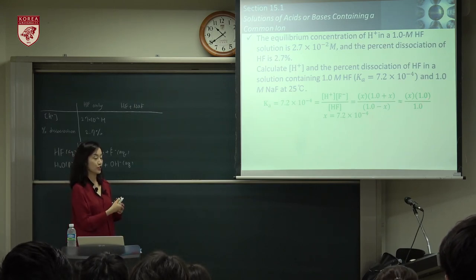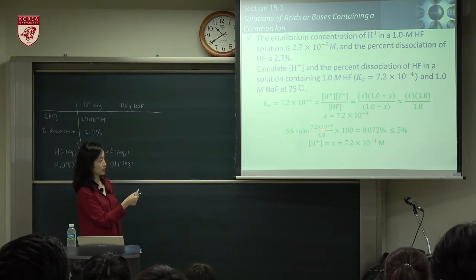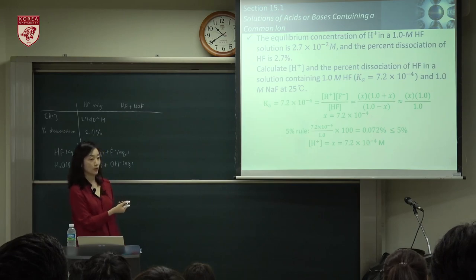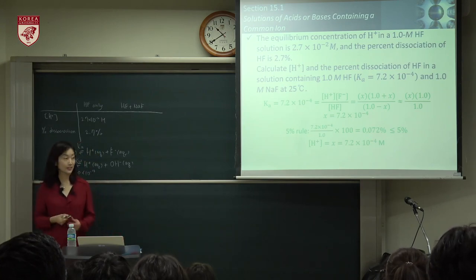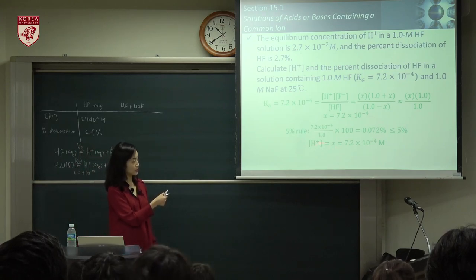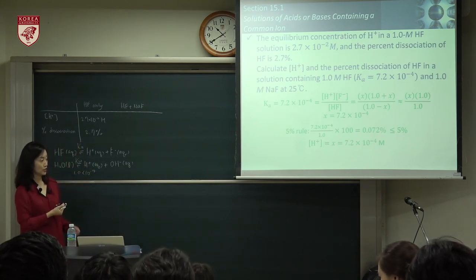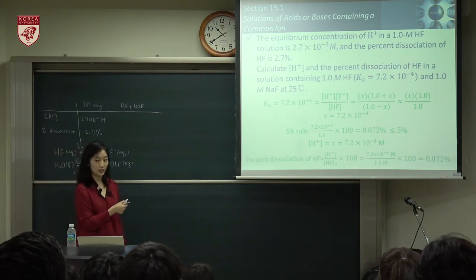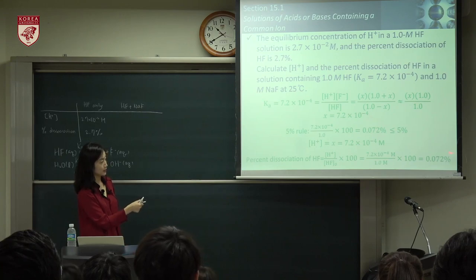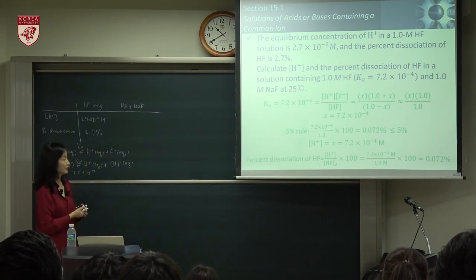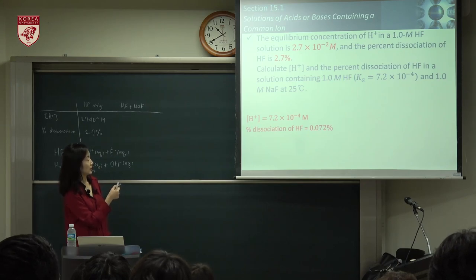Since we made an approximation, we have to check whether the approximation is valid using the 5% rule. And yes, it is. 7.2 times 10 to the negative 4, which is x, over 1.0 times 100 is only 0.072%, which is less than 5%. So we know our approximation is valid. So x, which is the concentration of H plus, is this much. Now what about the percent dissociation? Percent dissociation is defined as the amount dissociated over the initial concentration, times 100. So if we do the math, we get 0.072%.